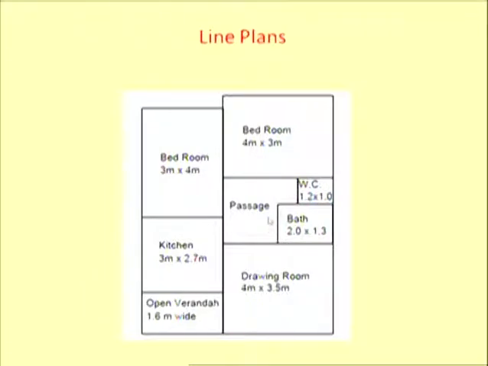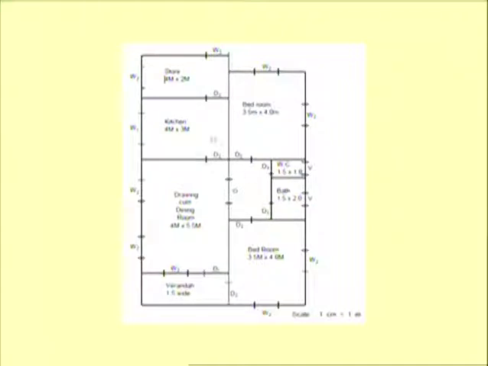After completing the line plan, we have to complete this. This is how the openings are shown. Already I told you, the first dimension is always the horizontal dimension, the second dimension is always the vertical dimension. Then we have shown all the doors with D. This O is for opening. The opening is there, door is not provided, just an opening.